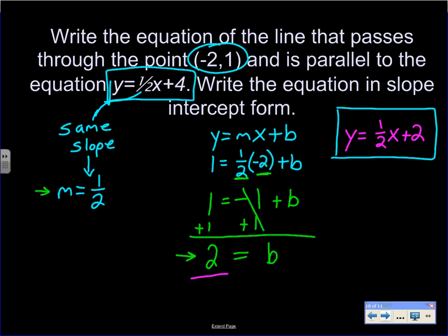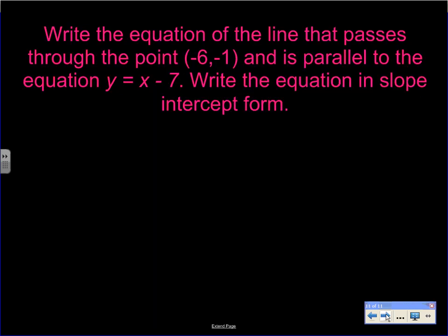This is very similar to the problems that we've been doing, the first few examples. The only difference is, instead of them telling you that this was the slope of 1/2, you had to understand that parallel lines have the same slope, and then you took this 1/2 out to use for the equation that we were writing. That's really the only difference. Let's look at this next example here.